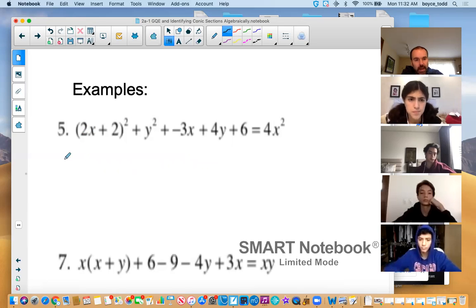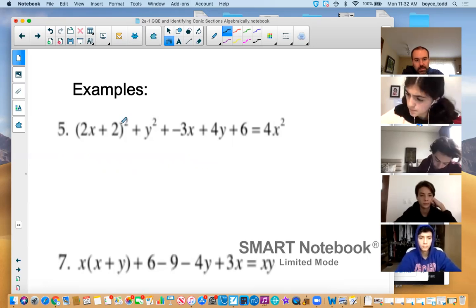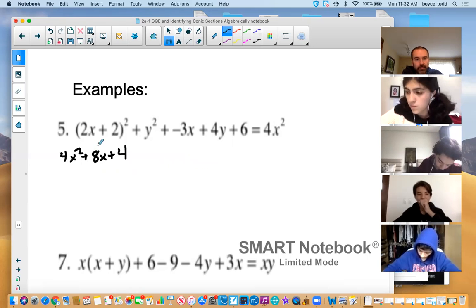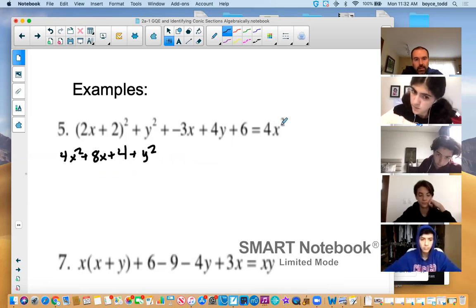So in order to do that, I have to multiply this out. So 2x plus 2 quantity squared is going to become 4x squared plus 8x plus 4, right? Plus y squared. And then I have everything else that's sitting here, right?